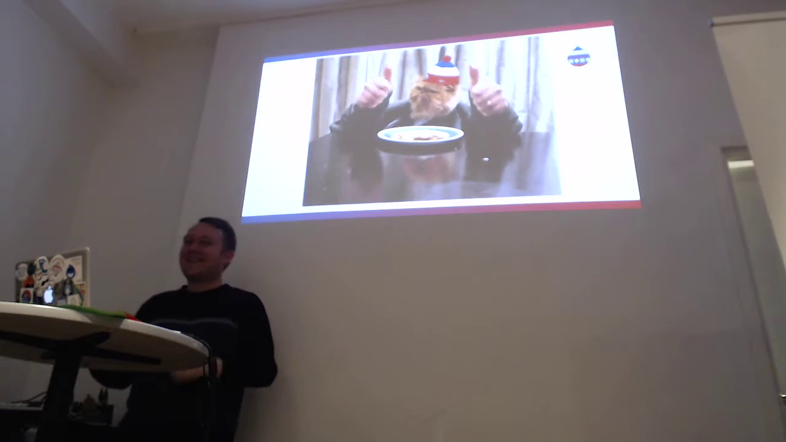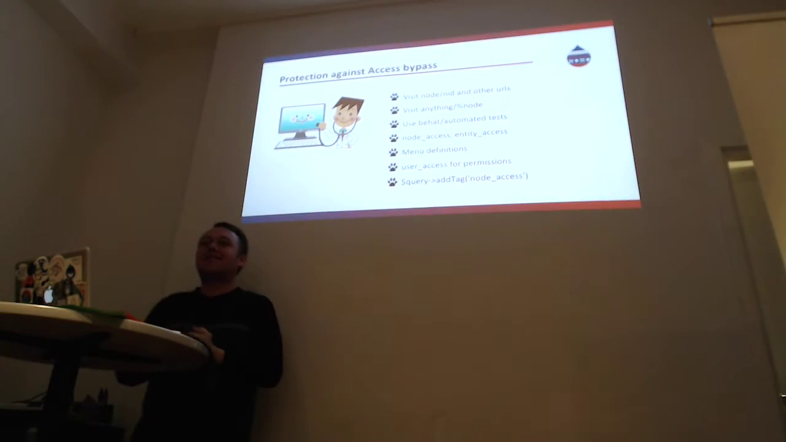So what can we do against access bypass? Yet again, Behat automated tests can protect a lot. But basically, just manually we can visit node pages or different URLs that have a parameter that executes things in the backend and visit them with different roles. Anything with a node ID or entity ID, because the node access and entity access systems somehow have to be triggered. That's the key. Menu definitions we talked about, and user access called directly with permissions could be used. Never forget node access and term access and some other stuff to add to your queries.